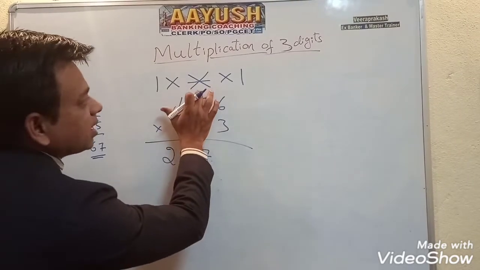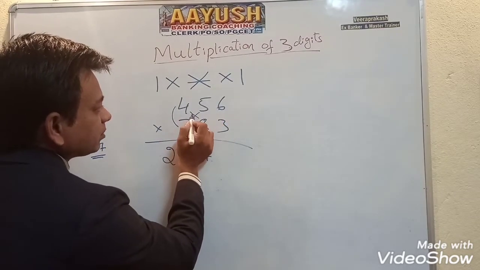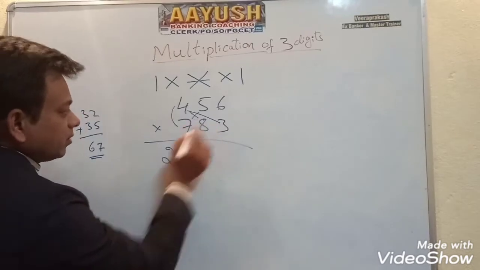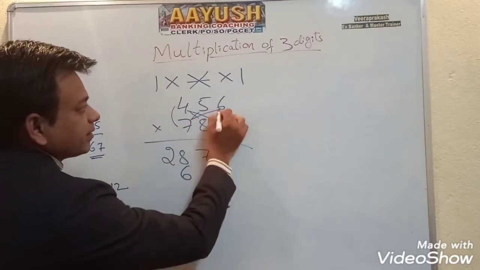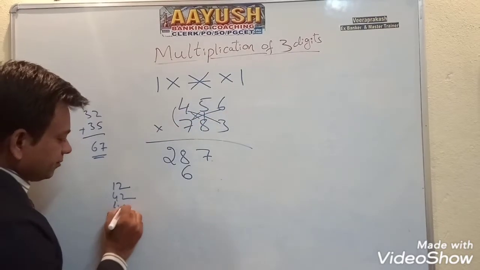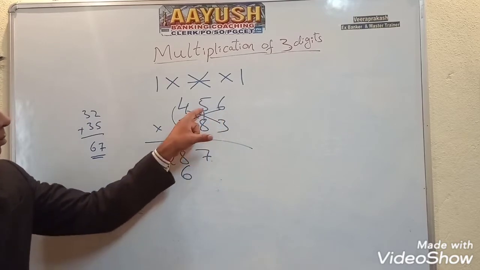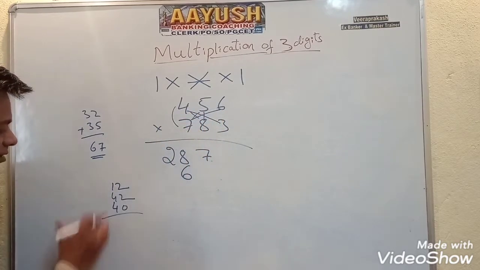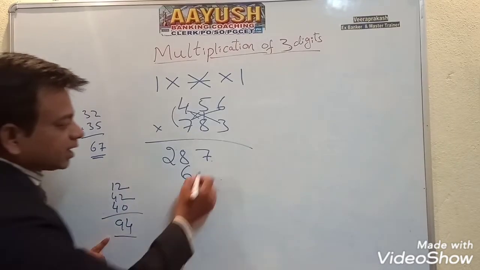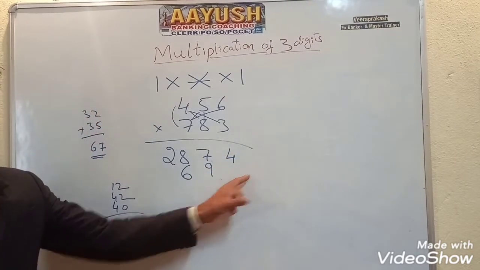Similarly, there is a star mark. The star mark shows what you have to do first: this into this. 4 into 3, 4 3s are 12, 7 6s are 42, and 5 into 8 is 40. After addition of all these you get 94. So 94 is to be written again the same way: 9 as carry, 4 in the main line.